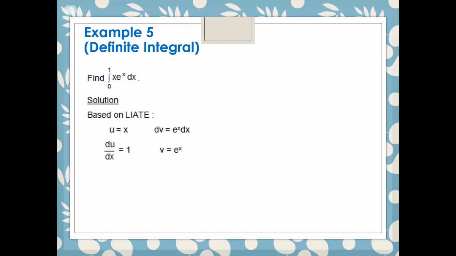This integral consists of algebraic and exponential functions. So based on LIATE, algebraic comes first. So that's why u in this case is equal to x and dv is equal to e to the x dx. Differentiate the u with respect to x, the answer is 1, and integrate the v, the answer is e to the x. Substitute accordingly into the formula and simplify. You should get the answer for the integration of x e to the x dx equal to x e to the x minus e to the x plus c.